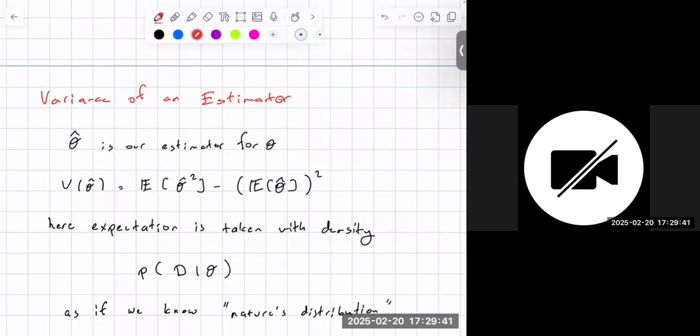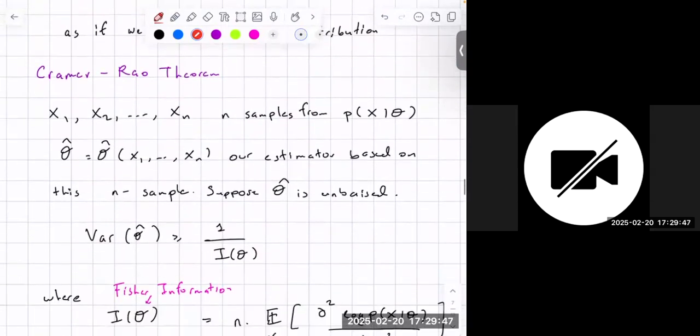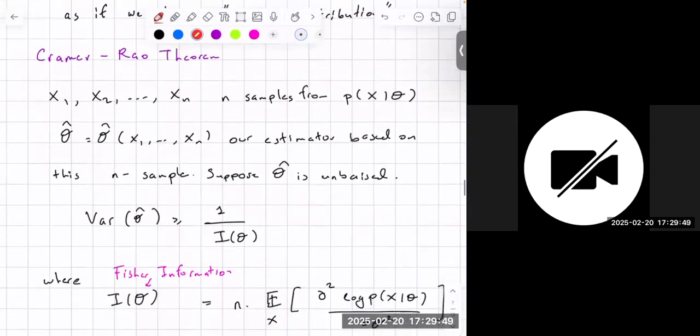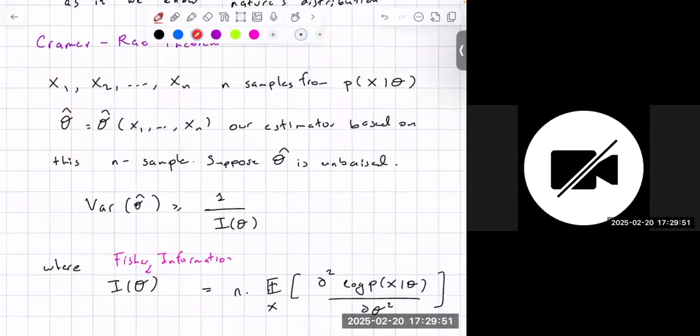Suppose we know the true probability here. That's good enough for discussion, okay? And then there's a theorem called the Cramér-Rao theorem. It goes like this. You have, say, n samples from nature's distribution. Basically, some real-life application gives you these samples. And then you create some estimator based off of them.